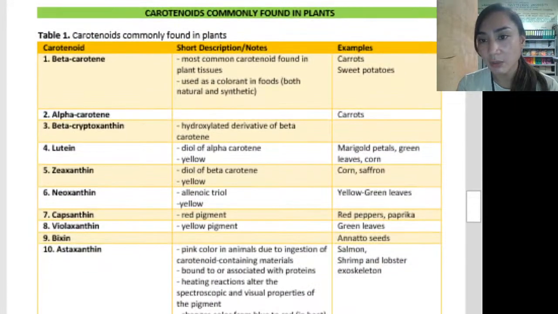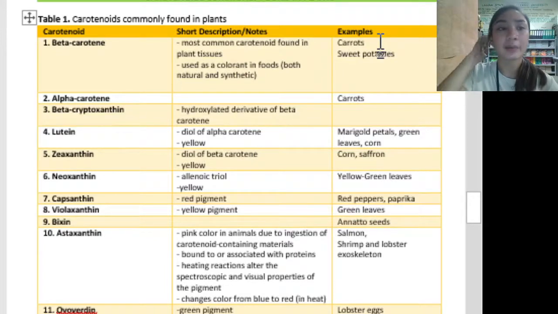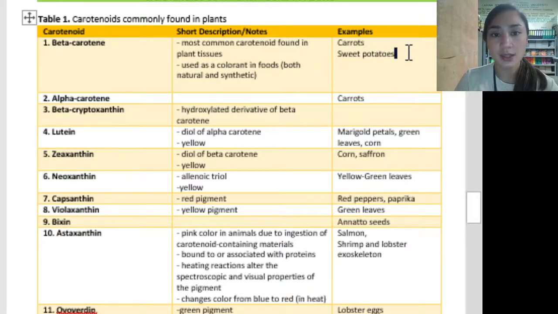Okay, so we have table 1 here, which are the carotenoids commonly found in plants. So, first, we have beta-carotene. It is the most common carotenoid found in plant tissues. It is used as a colorant in foods, may it be natural or synthetic. So, ginagamit ang beta-carotene. So, marami pang iba, no? You can look up in the internet as well. But these are just some of the common examples, such as carrots and sweet potatoes.